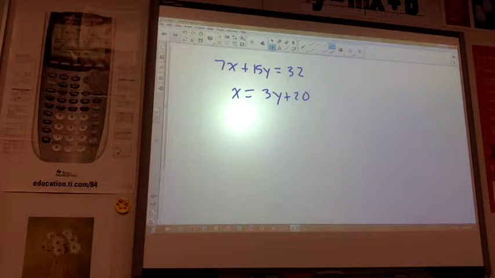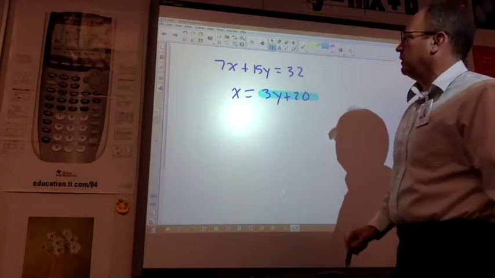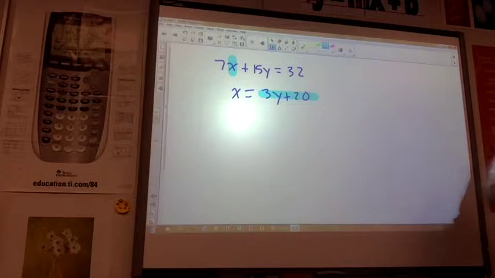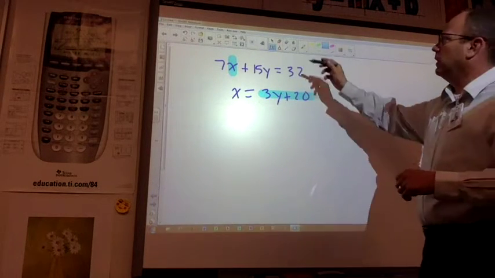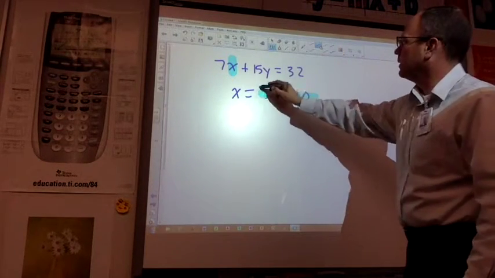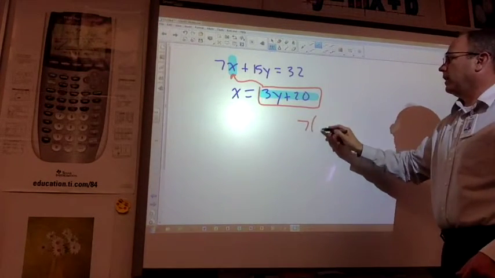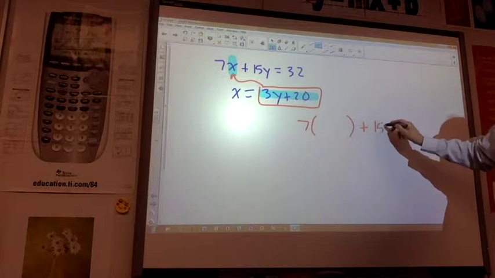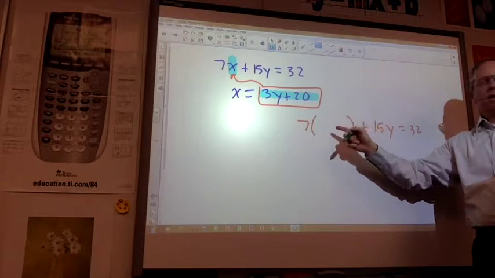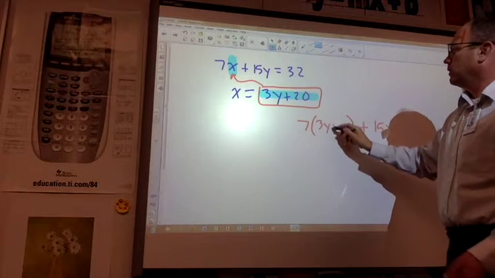I already know that x is equal to a certain quantity. So if I take that and plug it right in there, substitute directly into it, I'm going to probably be able to eliminate a letter. So if I take this value right here and plug it into here, this is going to give me 7 parentheses plus 15y is equal to 32. This had x originally there, right? But what's going to go there now? What x is equal to? 3y plus 20. Yeah.